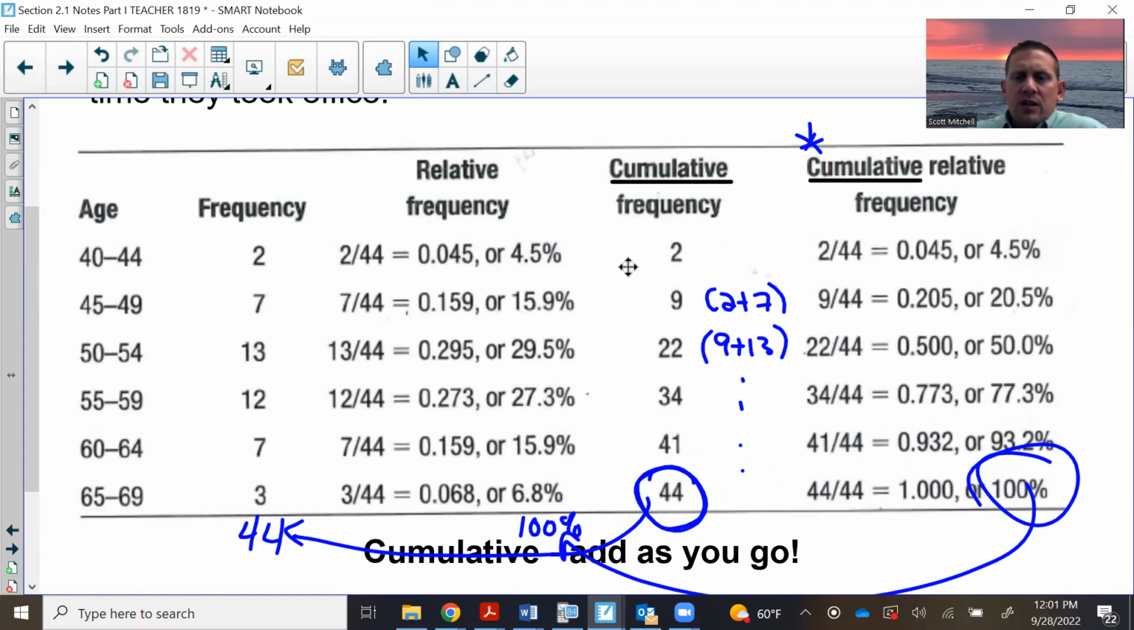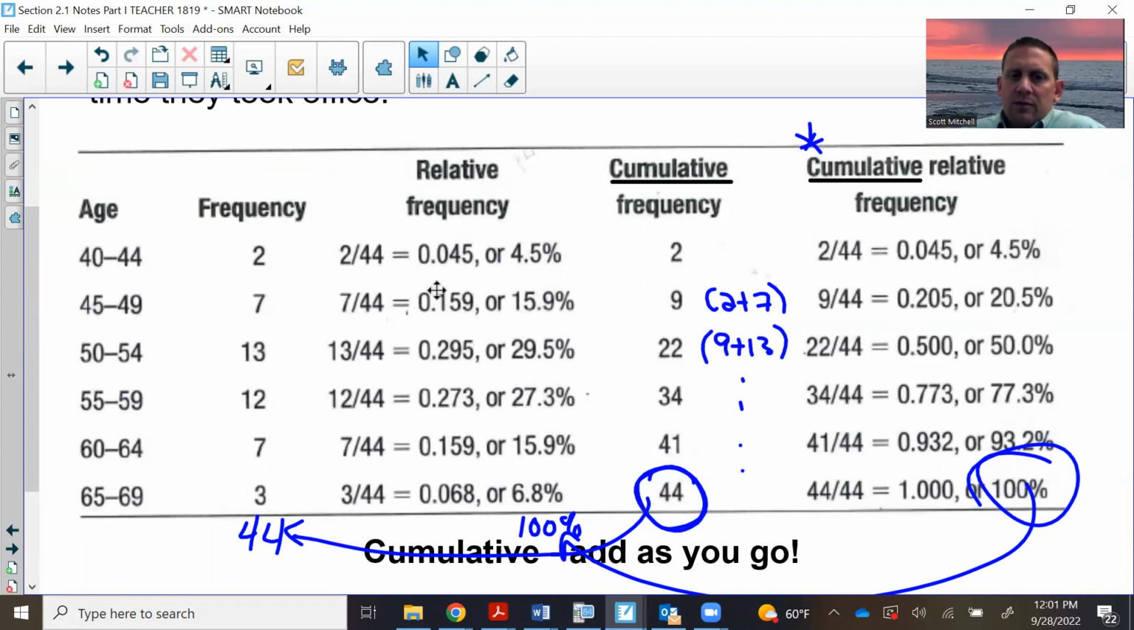We can expand it to include cumulative frequency. Cumulative frequency is each time you're going to add it up as you go. The first class is just 2. It's still the same. But then in the next class, you're going to take the 7 and the 2, and add them together to get 9. And then in the next class, you're going to take the 13 and the 9, and add them together to get 22. And when you get to the last class, that's at 100%. You add as you go.